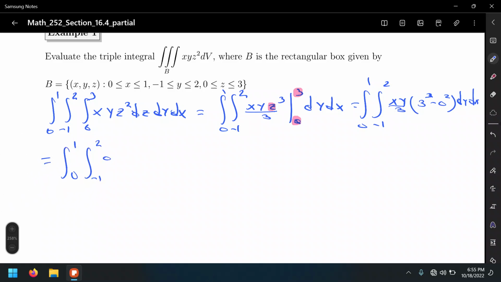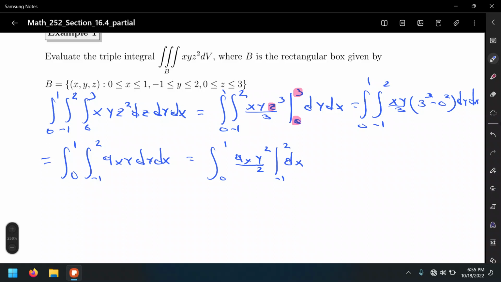And that's 9xy dy dx. So it's time to integrate with respect to y. Well, take the 9 and the x as constants and integrate y. That's going to leave us with the integral from 0 to 1 of 9xy over 2, that y squared, and that goes from negative 1 to 2. And don't forget our dx.